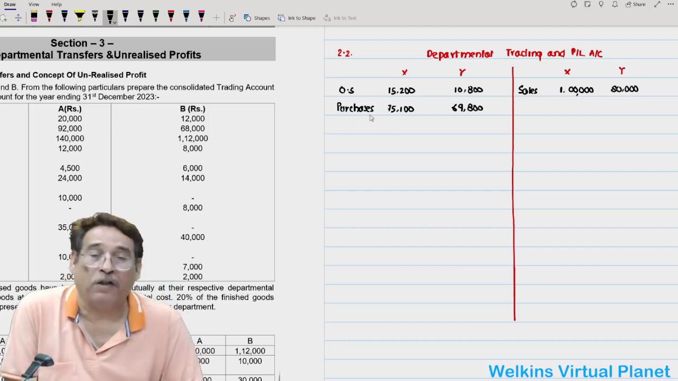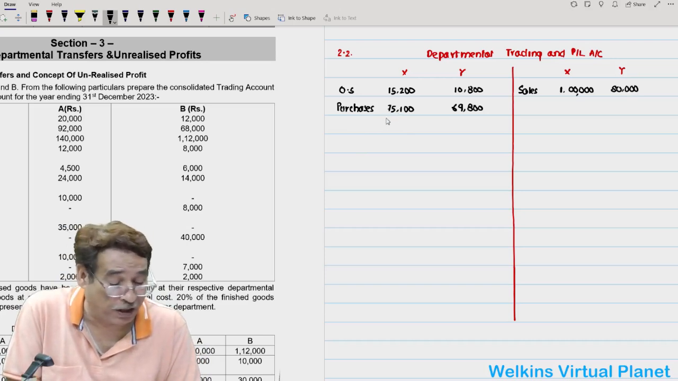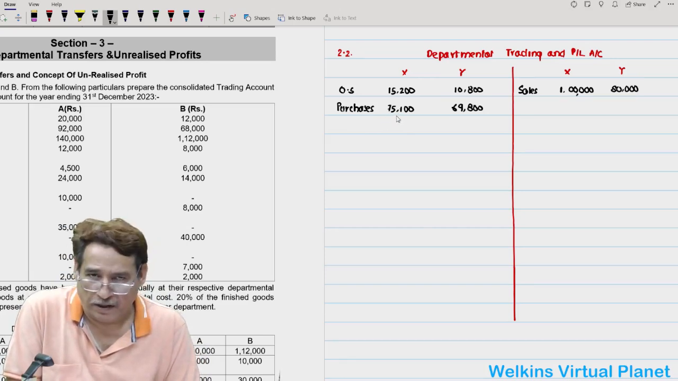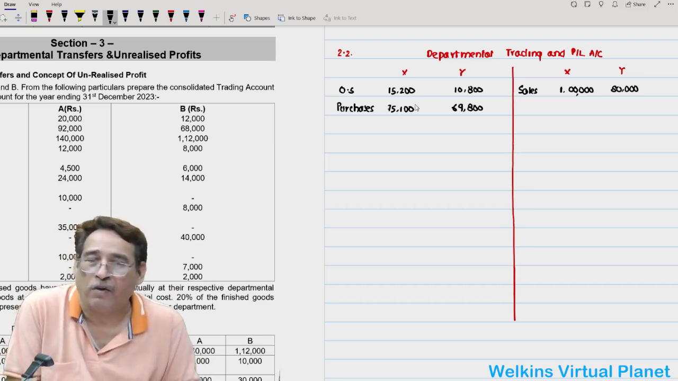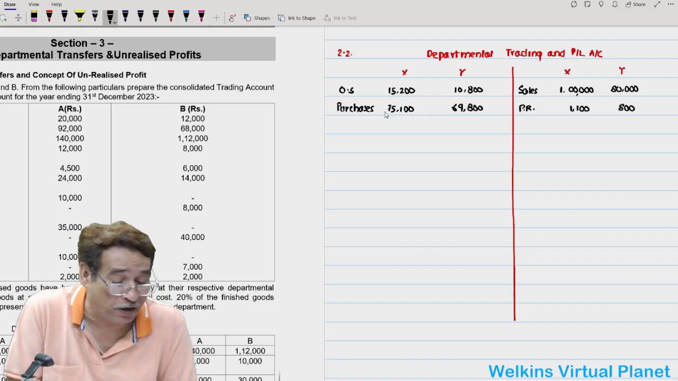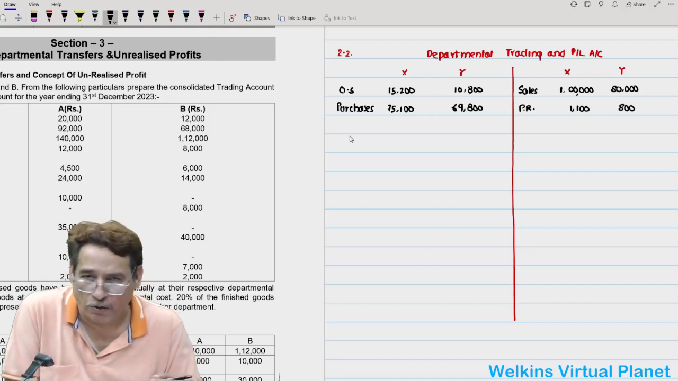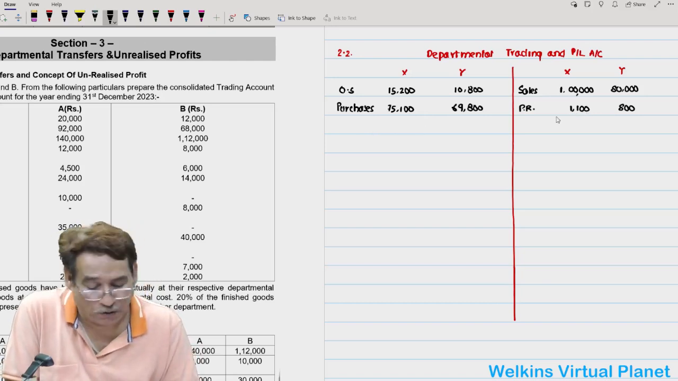There are purchases written also. And unfortunately, I have forgotten to subtract purchases return. So sometimes it could happen with you also. You need not overwrite, rub it out, or cut it down. Purchases return, you simply put towards the opposite side. Purchases return, 1,100. So sometimes in the examination we may forget, and at that time you simply put the purchases return towards the opposite side.